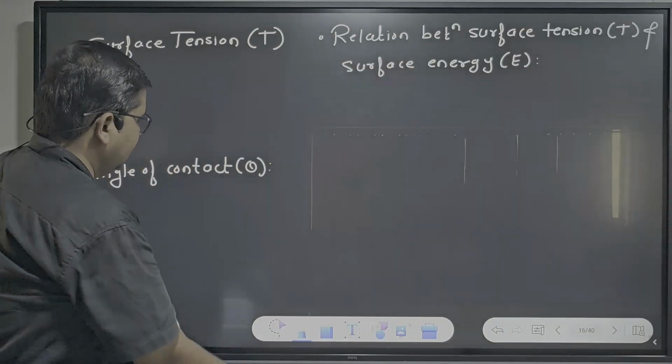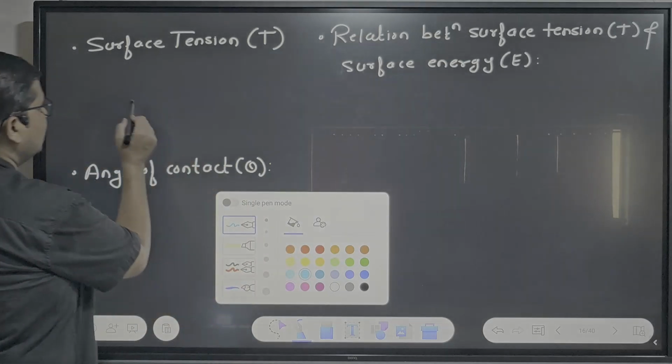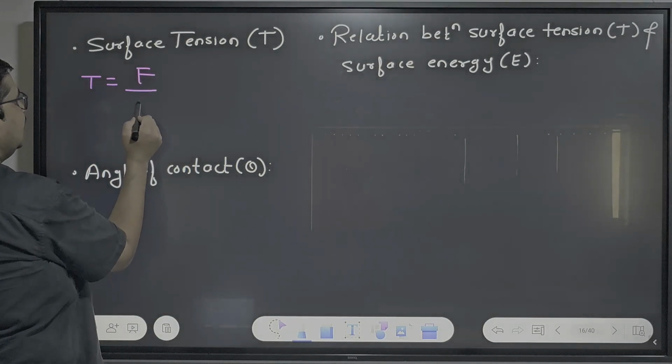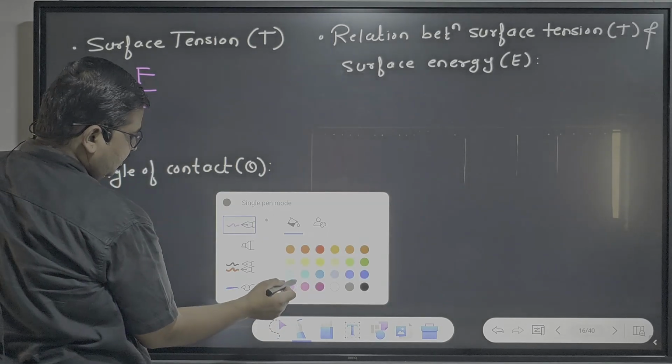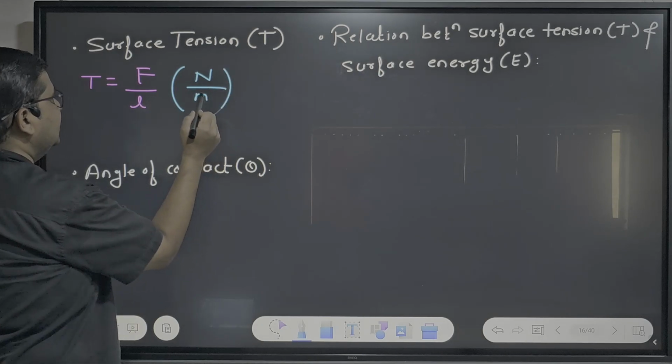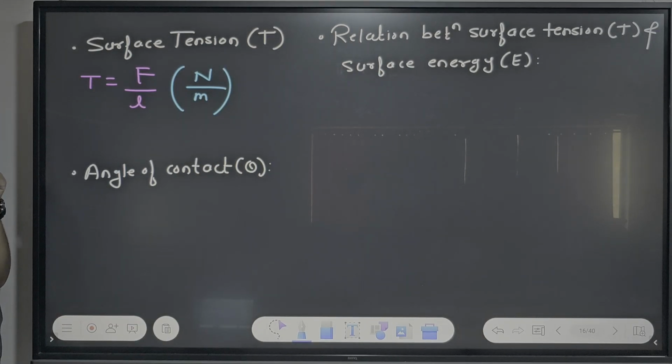Next, surface tension. What is the surface tension? It is represented by T. What is the formula? Yes, surface tension T is force per unit length. So from this, what is the unit? Force is Newton, length is measured in meter, that is Newton per meter.